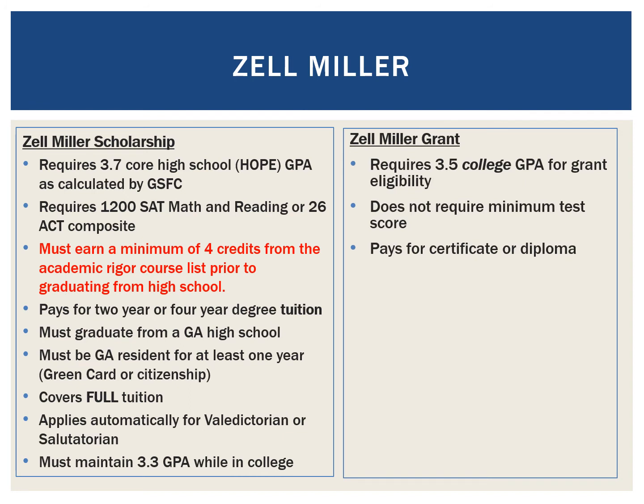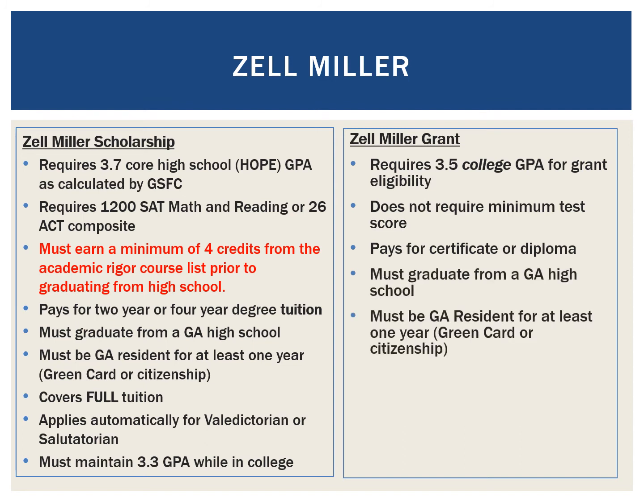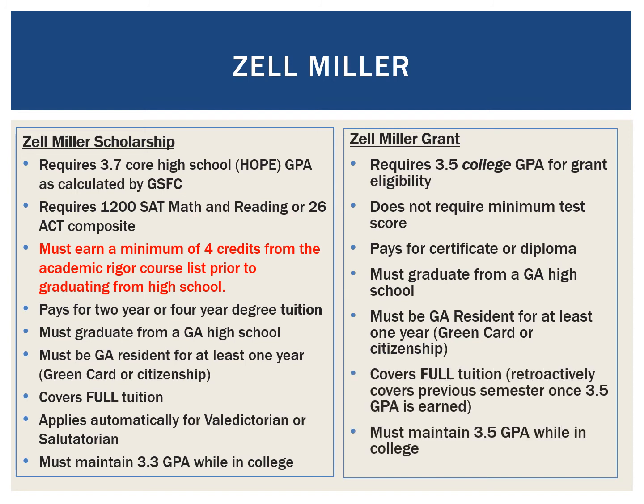There's also something called the Zell Miller Grant. It requires a 3.5 college GPA, and it is involved in technical colleges. So it does not require any minimum test score, and it will pay for tuition for certificate or diploma programs. So this is only for technical college programs. And it also will cover retroactively. Once you earn that first 3.5 in your college courses at the end of a semester, they will retroactively pay for that prior semester. And then moving forward, you must maintain that 3.5 GPA while you're in college to maintain the Zell Miller Grant.